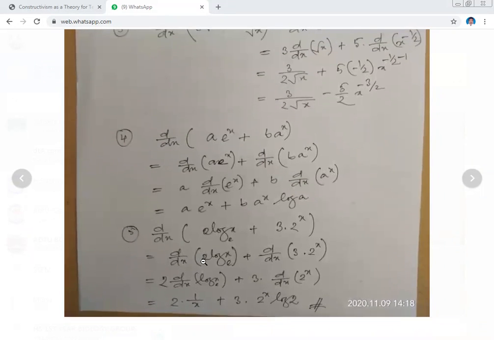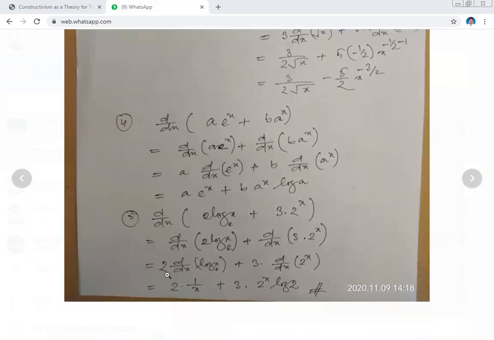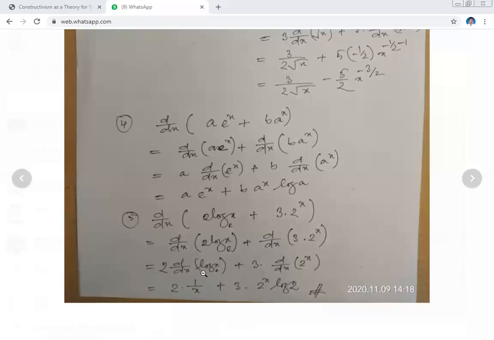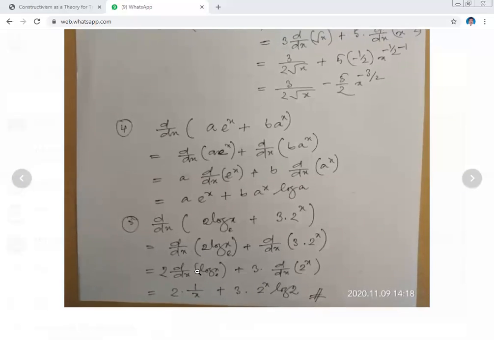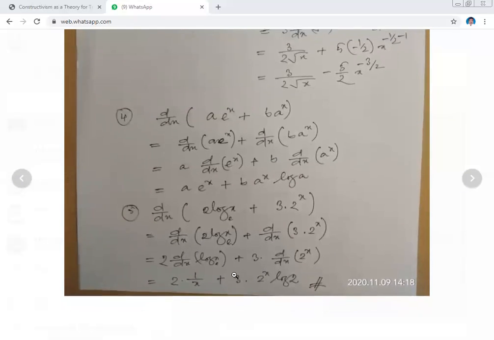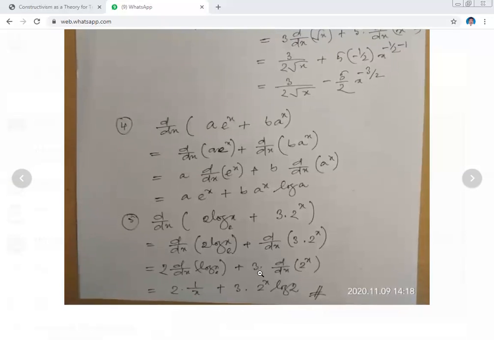2 is constant here, so 2 is written outside the operator, so it's 2 times d/dx of log x. And d/dx of log x, base e, it is the formula, and log x derivative we know is 1 by x. There's the formula, it was given in the last formula. Derivative of log x is 1 by x. So derivative of log x is 1 by x, plus 3, into 3 is constant outside.